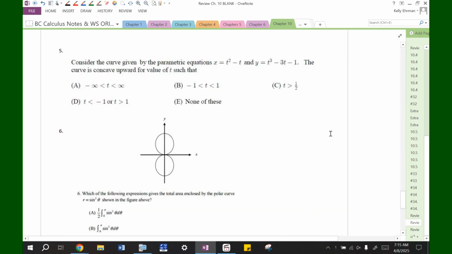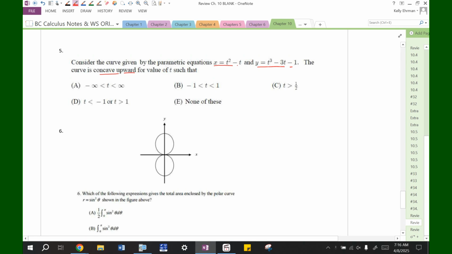All right, for the multiple choice section, I just have a couple of multiple choice problems. We do have 5 of them on our test. This one says, consider the curve given by the parametric equations x and y. The curve is concave upward for the value of t such that.